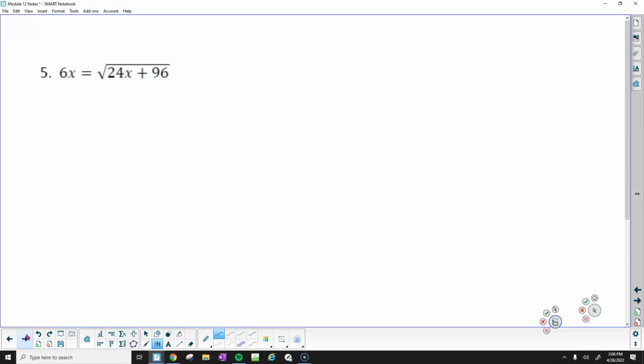All right. Next one, problem 5. I don't know what the left side is. Could be positive or negative. We're going to have to solve it to find out. Is your square root symbol already by itself? Yeah. Then let's just square both sides, y'all.